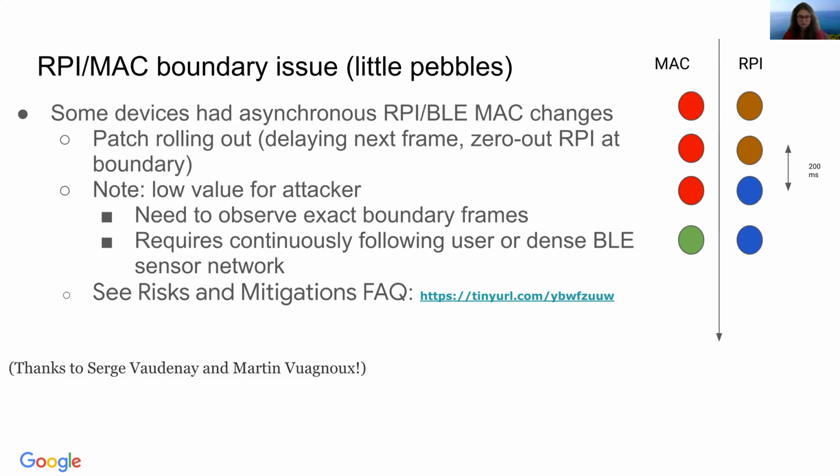But I do want to note that we don't think this attack is particularly valuable for an attacker, because in order to carry out the attack, you have to be present at precisely the point in time when the RPI rolls over. And if you can do that, you're basically following the user around already. And also, if you're present at that point in time, there are many other ways that the MAC address could be bridged, for example, using the signal strength. That is not the threat that MAC address rotation is designed to protect against.